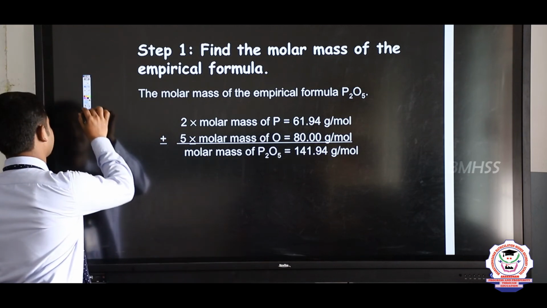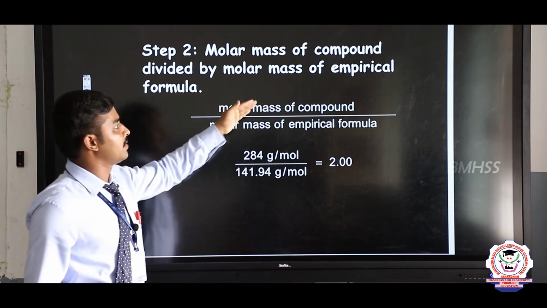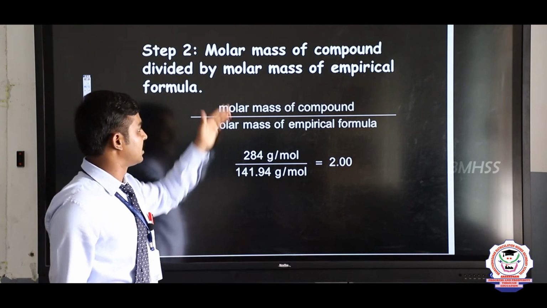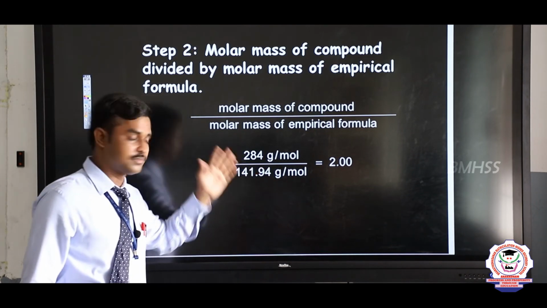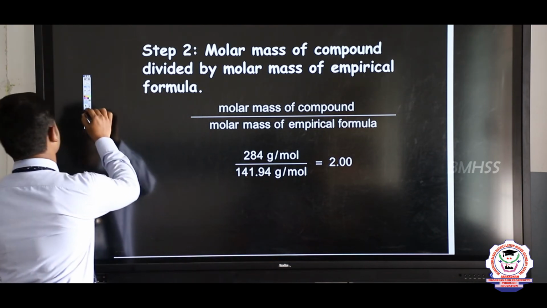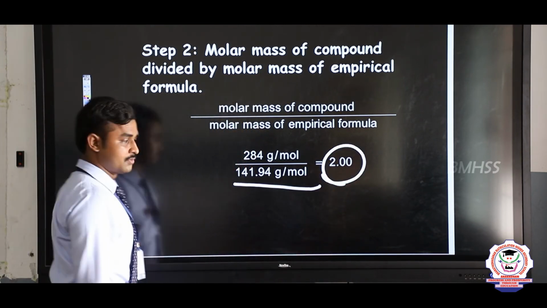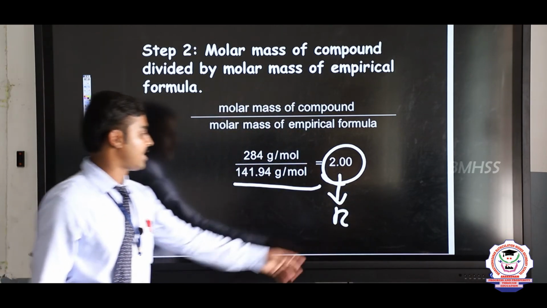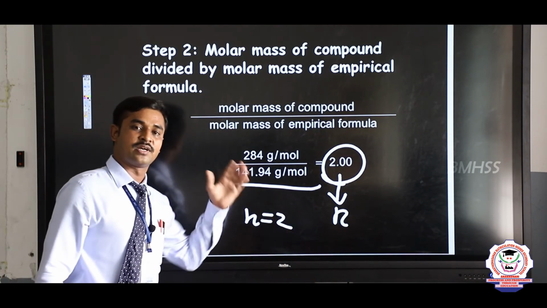And our next step, step 2, the molar mass of the compound is divided by the molar mass of the empirical formula. To find the value of n, we need to divide the molar mass of the compound by the empirical formula mass. The molar mass of the compound is given in the sum, 284 gram per mole, and the empirical formula mass is 141.94 gram. When we divide this, we get the n value 2. So, the number 2 is the multiplying number of the empirical formula, that value is n. So, n is equal to 2.